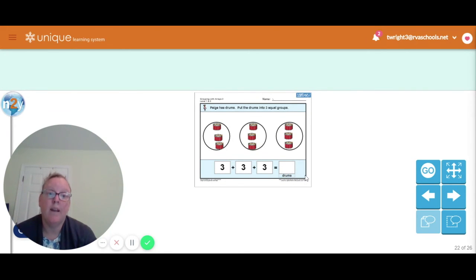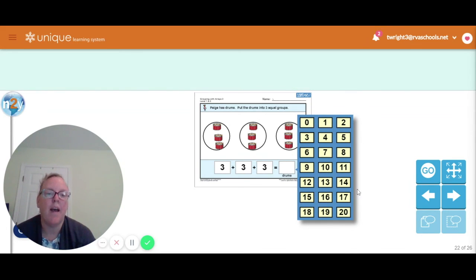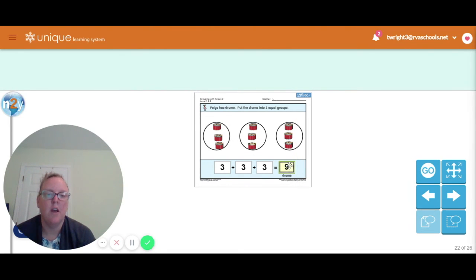We're going to find out how many drums. We have to count them all together. Here we go. 1, 2, 3, 4, 5, 6, 7, 8, 9. Who can find the number 9? Point to it. That's the number 9. Nice job. So 3 plus 3 plus 3 equals 9. All right. You guys did a great job with me today.